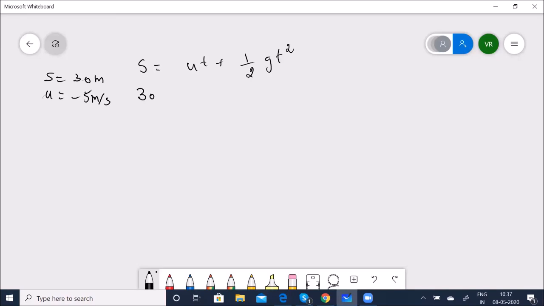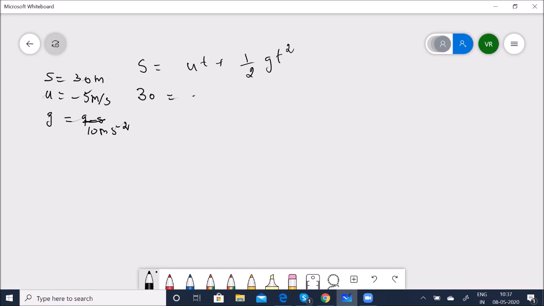And then g is 9.8, okay? Or in this case, we can take it as 10. Let us take it as 10 because we need to have a quadratic, we'll form a quadratic equation and then solve it. So let us have it as a whole number, 10 meters per second square.